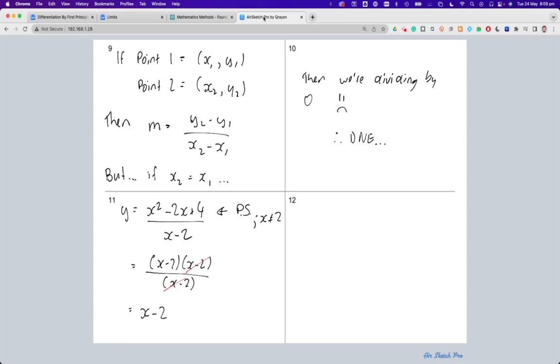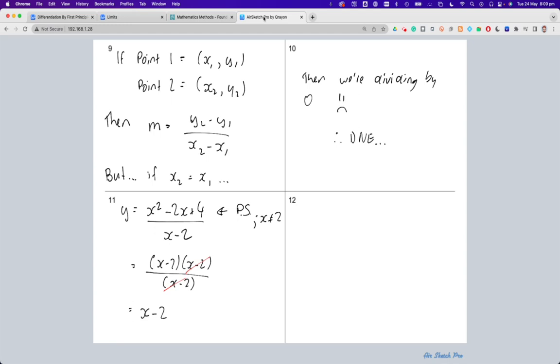This is what gets us into limits territory. Because although we can't evaluate the function at x equals 2, we can look at the behavior of the function as it approaches 2. One way we could do that is by putting in closer and closer values to 2, like 1.9, then 1.95, then 1.98, and then 1.99, and all of those would see this function heading towards 0. However, limit theory allows us to be a little bit more clever with working this out.